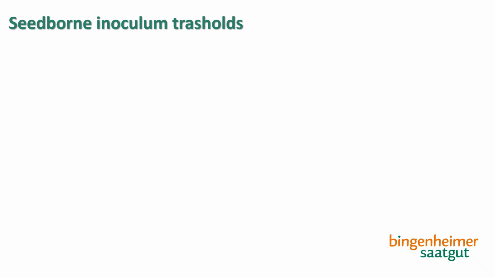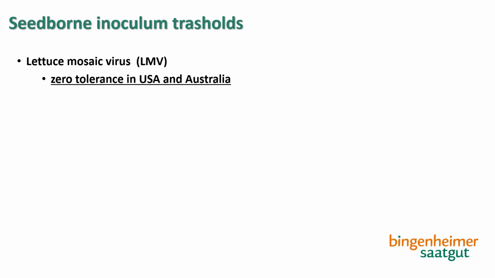International and national guidelines are there to define the thresholds for acceptable levels of these pathogens on the seeds. So for example, the lettuce mosaic virus has a zero tolerance in USA and Australia. 0.1% of the seeds in one seed lot can be infected with lettuce mosaic virus in Europe.